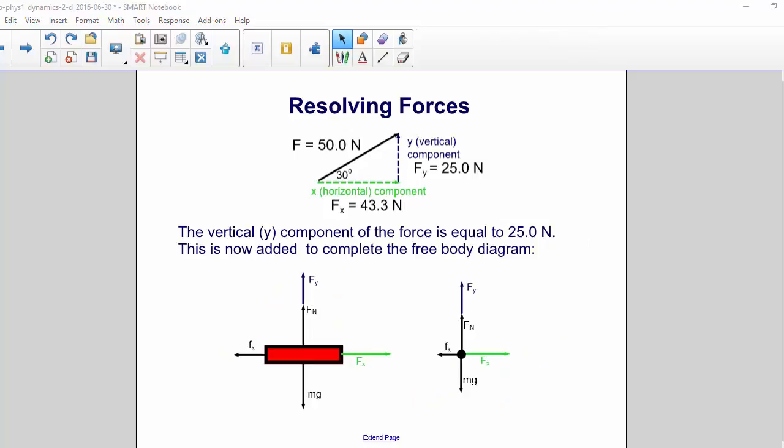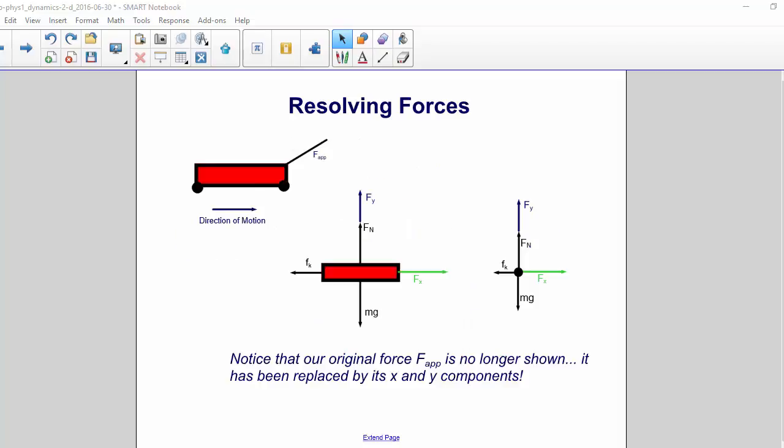Again, if we'd like, we can add that to our free body diagram so that that force in the y direction is along the y-axis. That force applied can now be represented by Fx and Fy components.